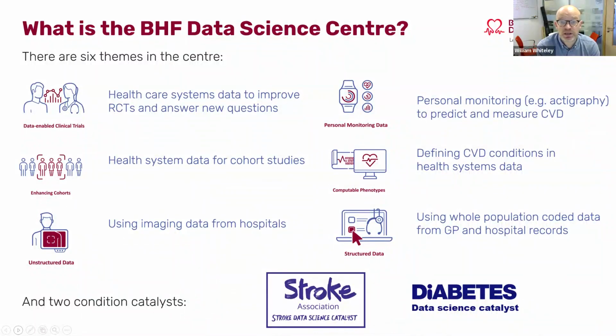The second theme is to try and make health systems data, that's largely data collected by the NHS, but remember we've got 4 NHSs in the United Kingdom, so to make those data from those 4 NHS organisations easier to link to cohort studies. In unstructured data, we're working out how to use imaging data from hospitals and how to look at those at scale.